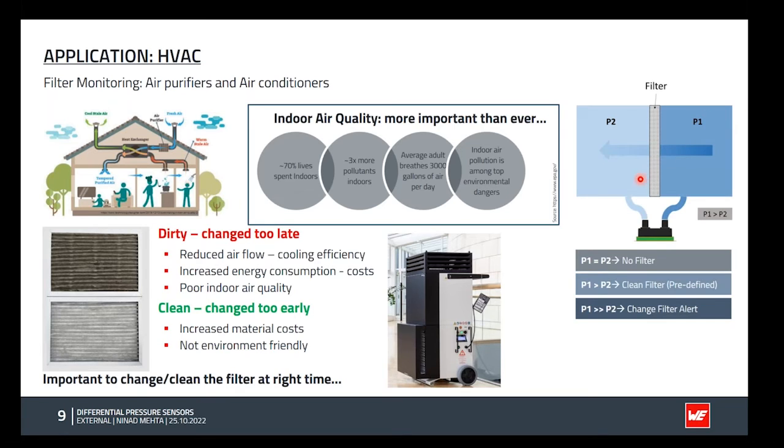A solution would be to use a smart filter monitoring system where you have a differential pressure sensor connected to both ports on either side of the filter. Whenever the filter is clogged, there is a very high pressure difference between the high pressure side and the low pressure side. So here at P1 the pressure starts to build up, and after a certain threshold the sensor will alert the microcontroller or the system that it's time to change the filter.